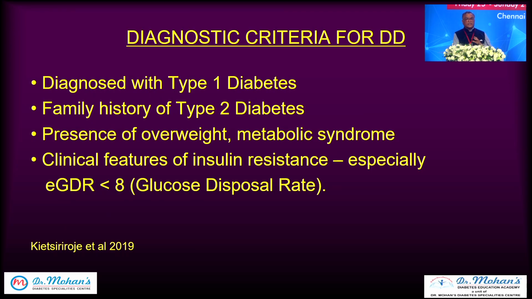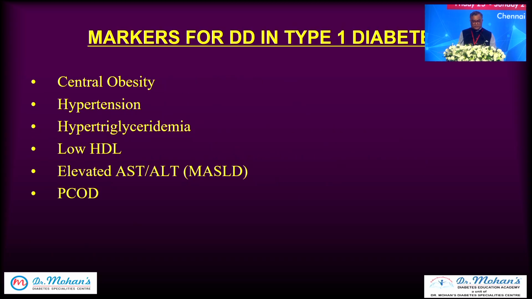So what are the key criteria for the diagnosis of double diabetes? The individual should be diagnosed with type 1 diabetes, they should have family history of type 2 diabetes, and they should have overweight or metabolic syndrome features, and they should have clinical features of insulin resistance, especially eGDR, which is the glucose disposal rate. The lower it is, the more it indicates insulin resistance. If eGDR is less than 8, it is a clear-cut diagnostic criterion for double diabetes.